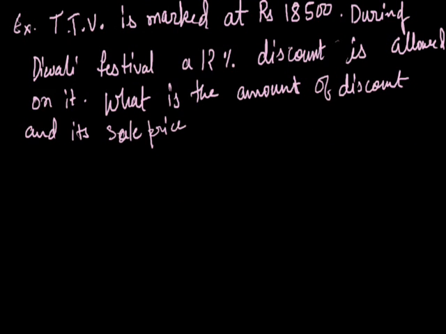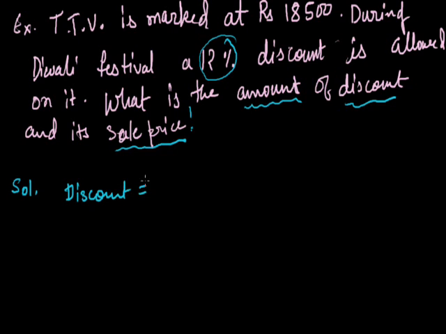Now in this question, first let us see what we have to calculate. We have to calculate the amount of discount. That is, we are given the discount percent and we have to calculate the amount of discount, that is discount. And secondly, we have to calculate the selling price. So how to calculate the discount? We know that the discount percent is always given on the mark price. Therefore, we have to first calculate the discount, that is 12% of the mark price.